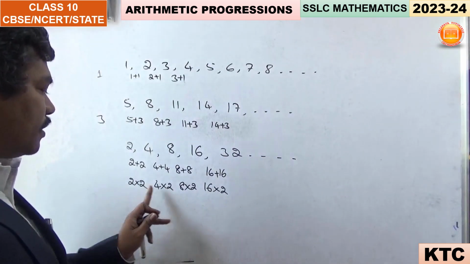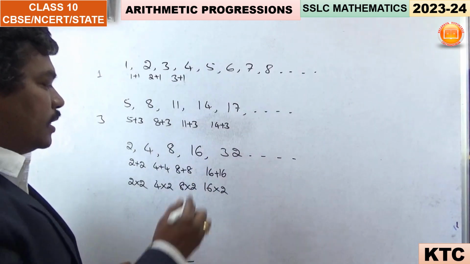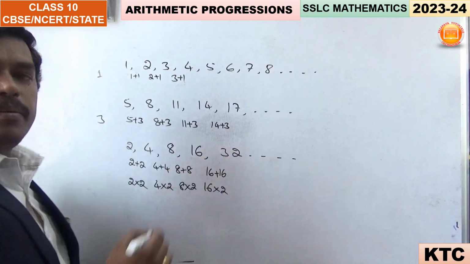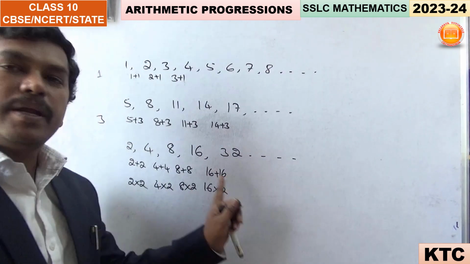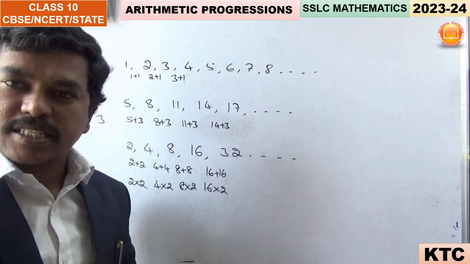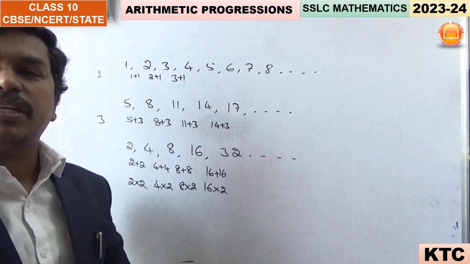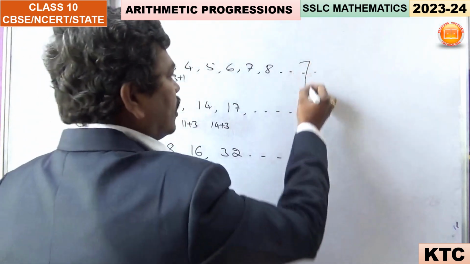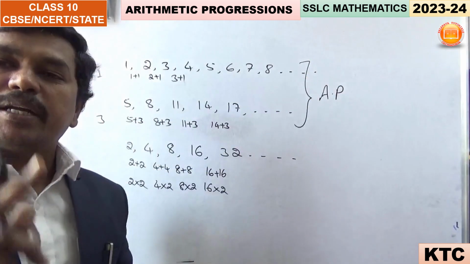But by multiplying the fixed term you get the next terms. So this series of numbers is called a geometric progression. That is, by a multiplying process we get the successive terms. But by adding the terms, we get the successive terms. These are called the arithmetic progressions.